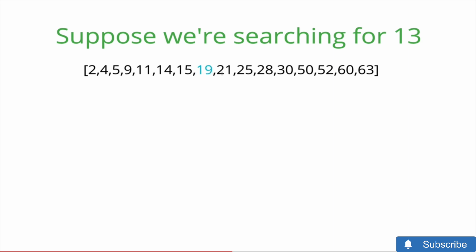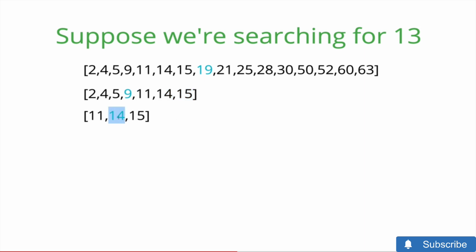So we pick 19, and we check, is 13 less than or greater than 19? It's less than, so we know it's somewhere over here if it's going to be in here. So then that's what this array is representing. We're not actually shrinking the array down, we're just looking at this portion of the larger array. So then we pick a midpoint again, which is 9. Well, 13, is that less than or greater than? It's greater than 9. So we're now looking at this subarray, 11, 14, 15.